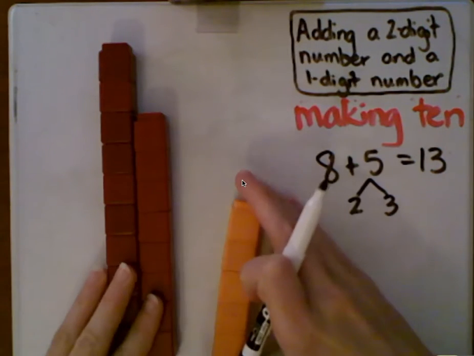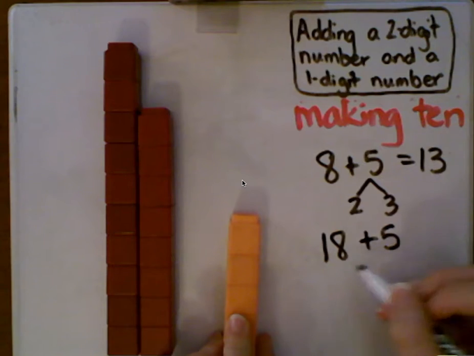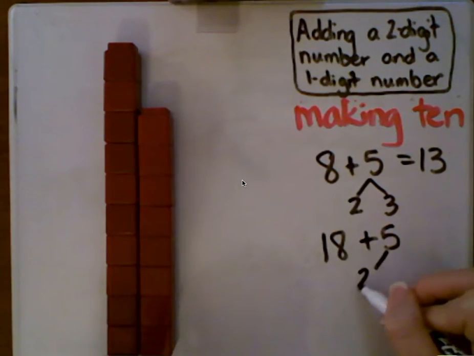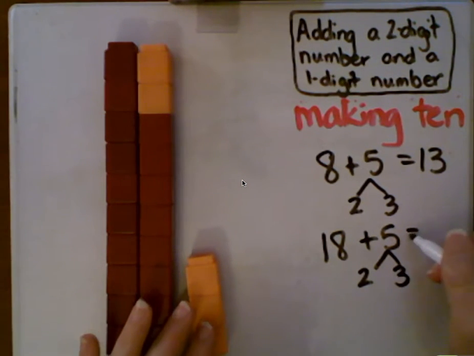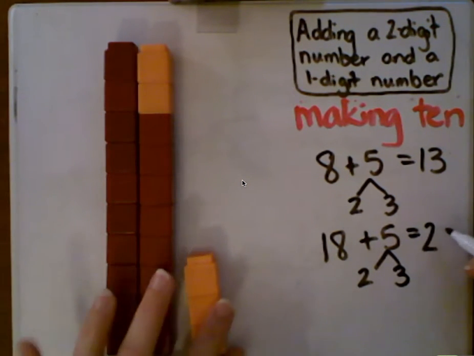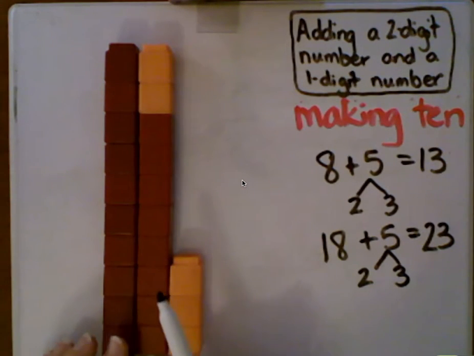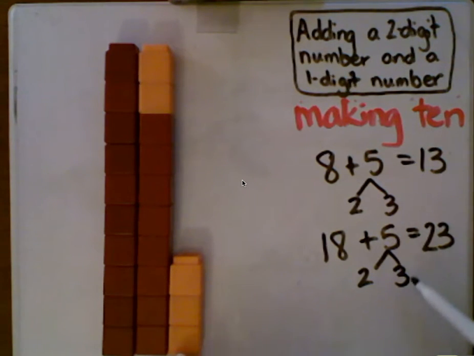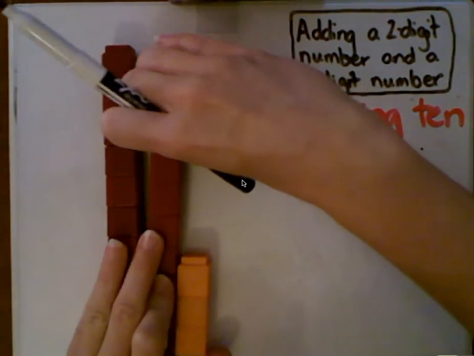Now let's imagine 18 plus 5. I know my next 10 is 20, so I need 2 to make 20. I have 3 left over, and so this is 23. And you can see that we've built our tens. This helps students to recognize that we're building tens, and we can just add on what our decomposed 5, what's left of the 5 after we make 10. You can imagine that with an even larger number.